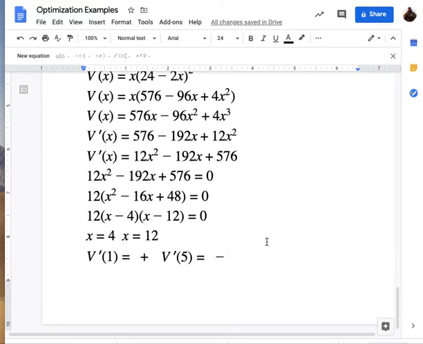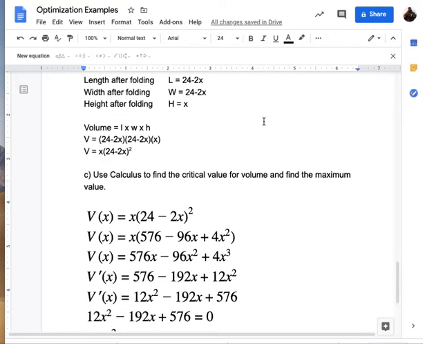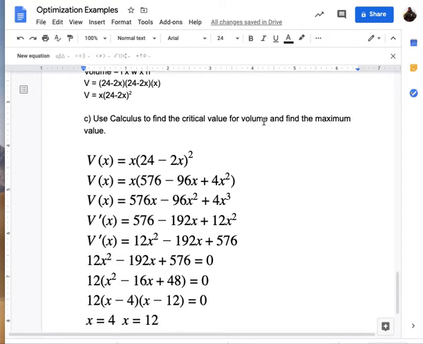Now the problem does want us to go back and actually calculate the volume, which would simply mean going back to our volume equation and plugging 4 into it. So we can do that very easily. 2 times 4 is 8, and 24 minus 8 is 16. And 16 squared is 256, and 256 times 4 would give us the 1024. So we know that that was the correct answer. I hope that was helpful on how to solve a problem like this.